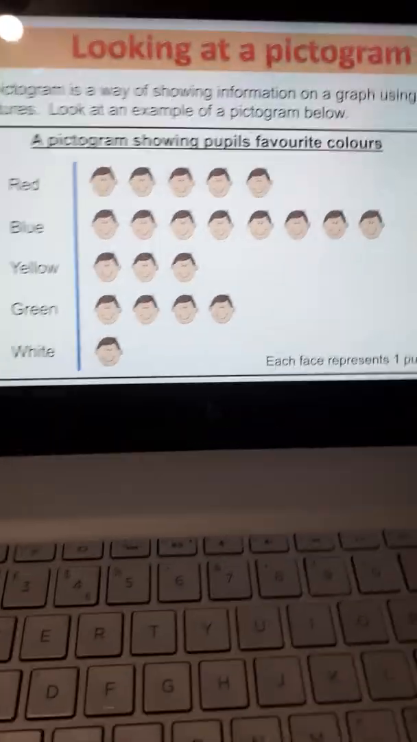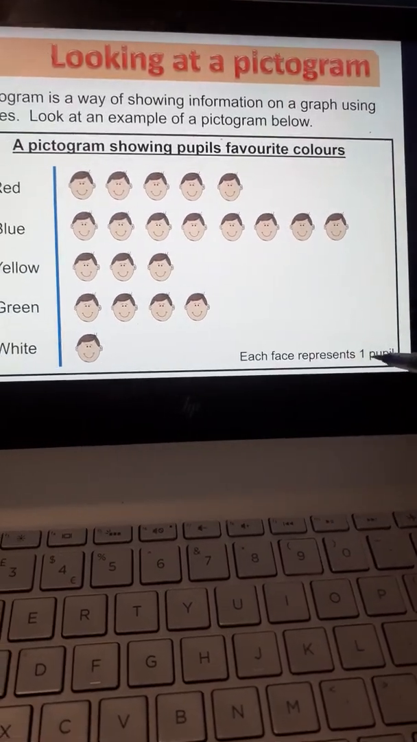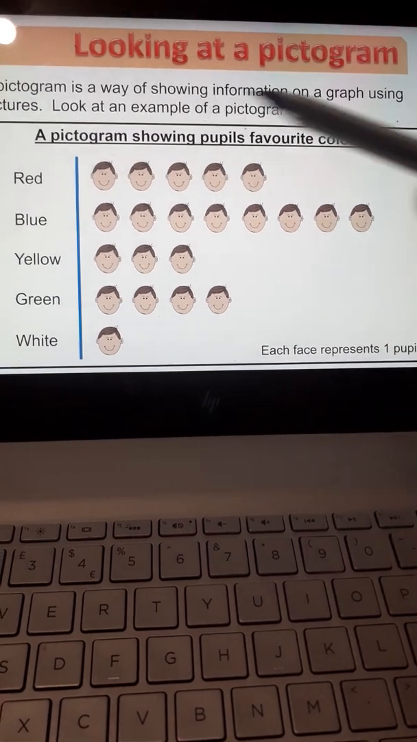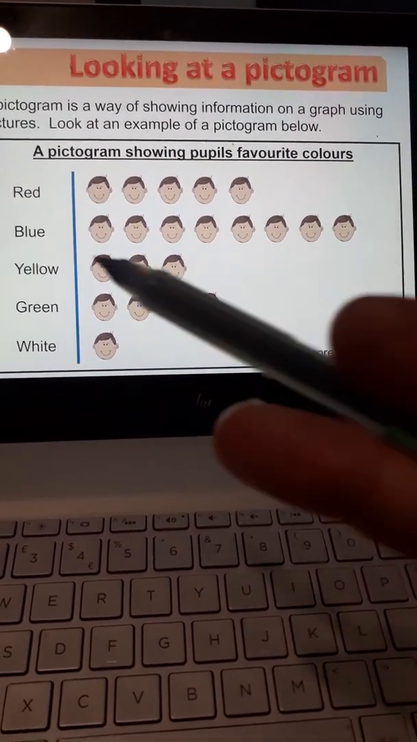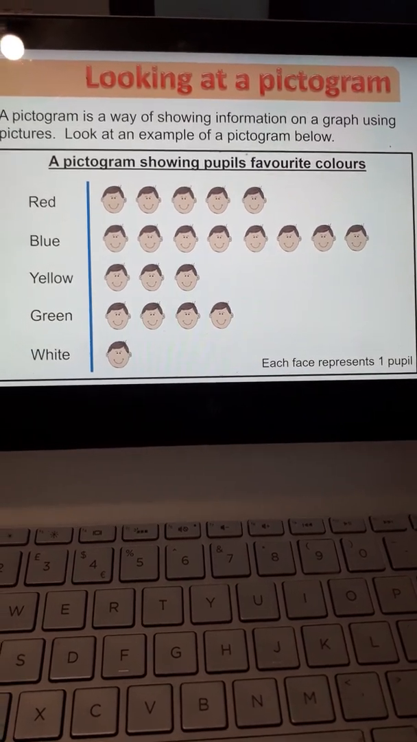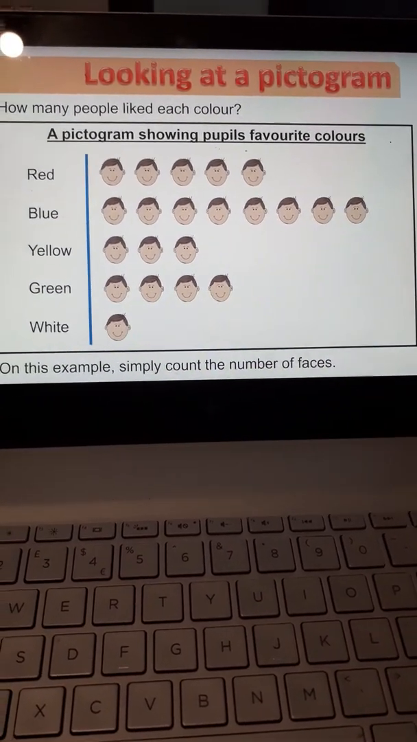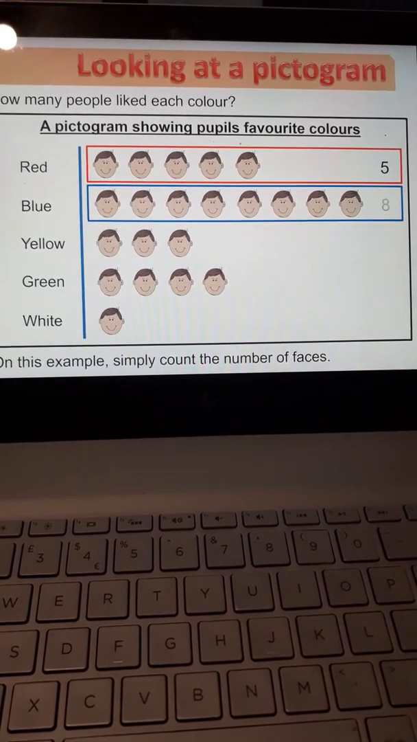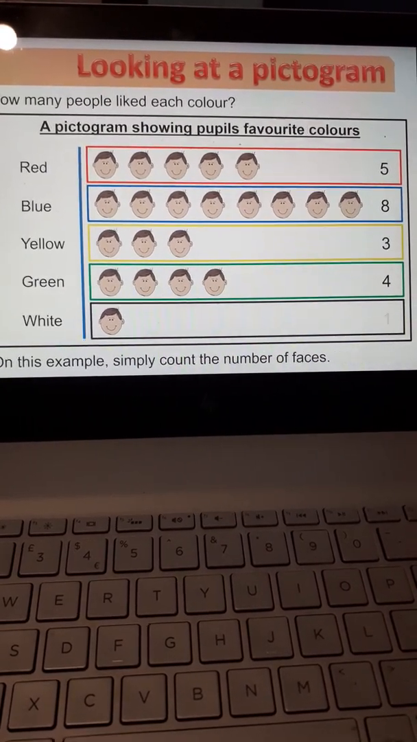Here's a pictogram. It shows people's favourite colours. Each face represents one pupil. So we've got 1, 2, 3, 4, 5 people liking red. Only one person liking white. Interesting. This one goes across. Our one from earlier went up. On this example, all we have to do is just count the faces. So 5 people liked red, 8 blue, 3 yellow, 4 green. Only 1 for the white.